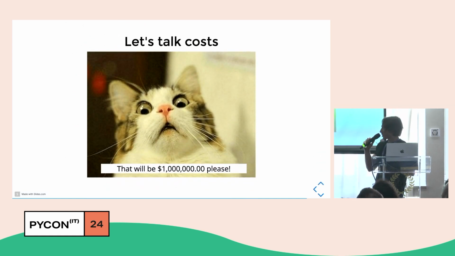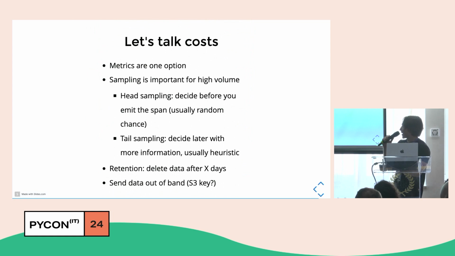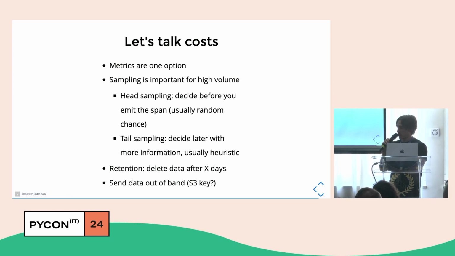But now let's talk a little bit about costs. You started adding all these traces, you did all this magic at instrumentation, but now you started sending it somewhere and you got a bill for $1 million. That's not good. So here are my quick recommendations on costs, so you don't get blown out of the water when you first start trying this stuff. Metrics are great. Sampling is important. Sampling means you only keep 1% of the data. If you have really high volume, that's perfectly fine. You'll still get meaningful information out of that.